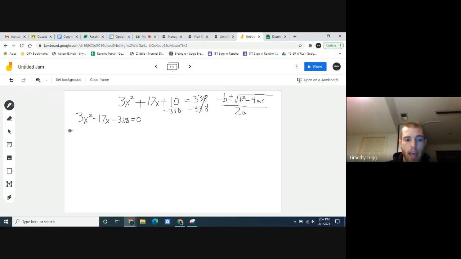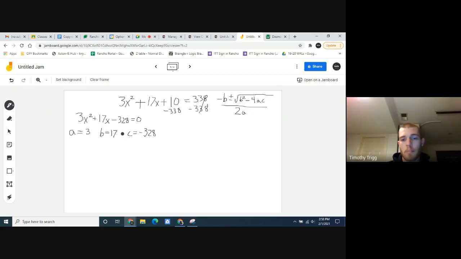Hopefully you got that a is 3. The a is the coefficient for the x squared. The b is the coefficient for the x, so in this case, b is 17. And the c is the constant. In our case, that's negative 328.